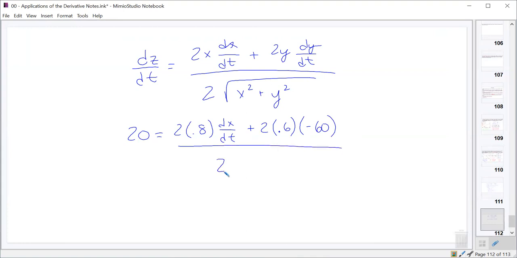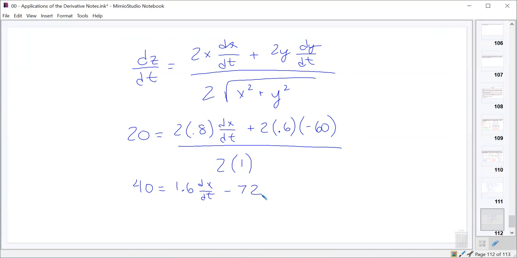Well, just a minute ago, we figured out what x squared plus y squared was. X squared plus y squared was 1. In fact, we were trying to figure out what z was. And so we just have 2 times 1 down there. And as we simplify this down, we've got 40 equals 1.6 dx/dt, minus 2 times 0.6 times negative 60. And we just did that a second ago, right? So 1.2 times 60 is that 72 value. And so we can see this is the exact same equation we had on the previous page.